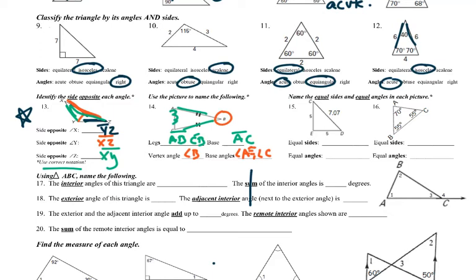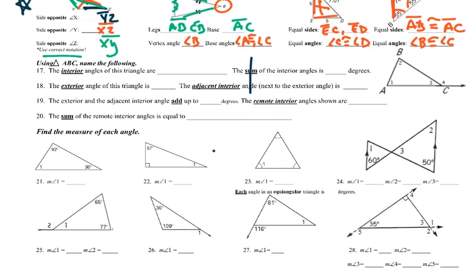Name the equal sides and equal angles. The equal sides are not 5 and 5, they're side EC and side ED, and that makes angle C and angle D the equal angles. Versus here, the equal angles are angle B and angle C, that creates equal sides AB and AC. So those are a little tricky for people who want to make sure you get the notation right.